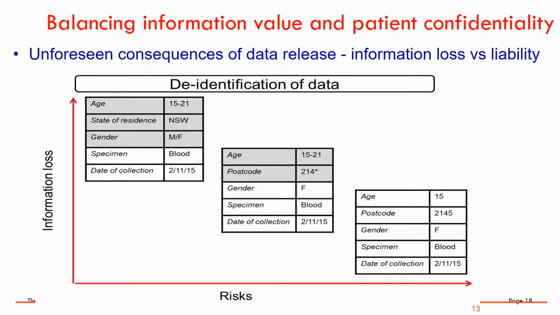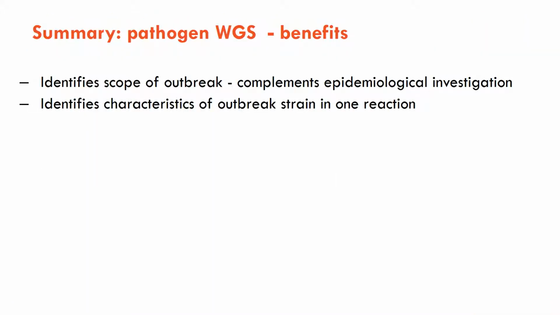Every additional fact, such as gender, postcode of identification, postcode of address or age, that's added to the information, such as whole genome sequencing, provides much more useful information from the point of view of outbreak investigation, but it also significantly increases the risk that the data can be re-identified, and therefore a potential risk to privacy.